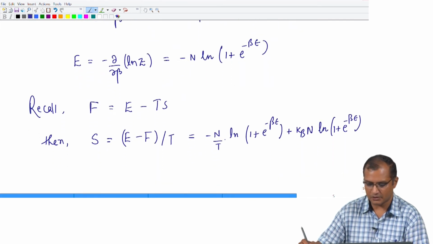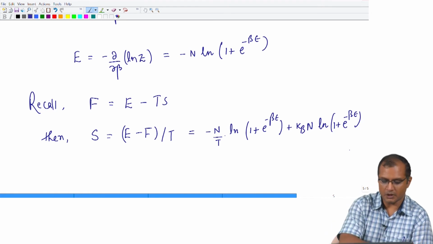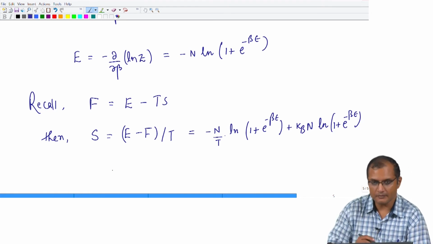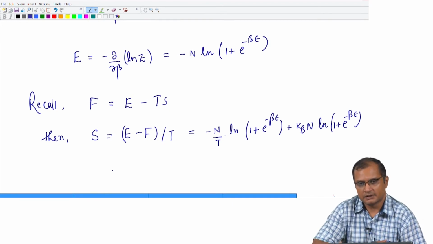So, this ends the discussion on the 2 level system. When we meet in the next class, we will talk about the ideal gas as an example of a canonical ensemble.